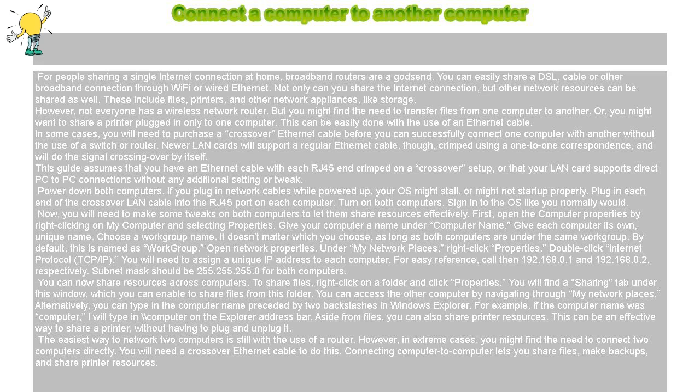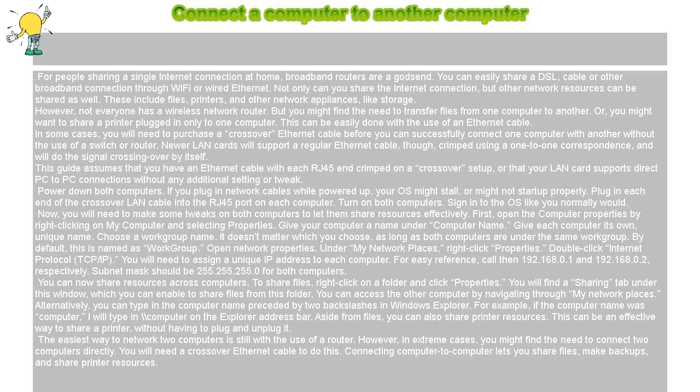You will need to assign a unique IP address to each computer. For easy reference, call them 192.168.0.1 and 192.168.0.2, respectively. Subnet mask should be 255.255.255.0 for both computers. You can now share resources across computers.